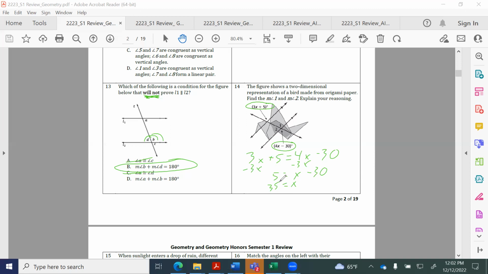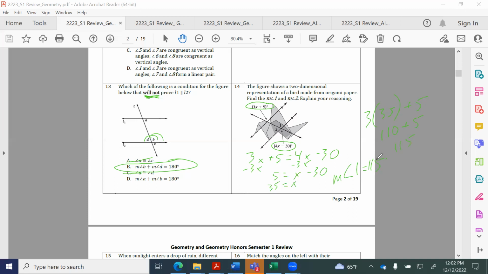So let's plug it into one of these and see what angle 1 would have to be. It doesn't matter which one you plug it into. That one has smaller numbers, so I'm going to use that one. We have 3 times 35 plus 5. 3 times 35 plus 5 is 115. So that means all the obtuse angles here are 115. Angle 1 is one of those obtuse angles. That's going to be 115.